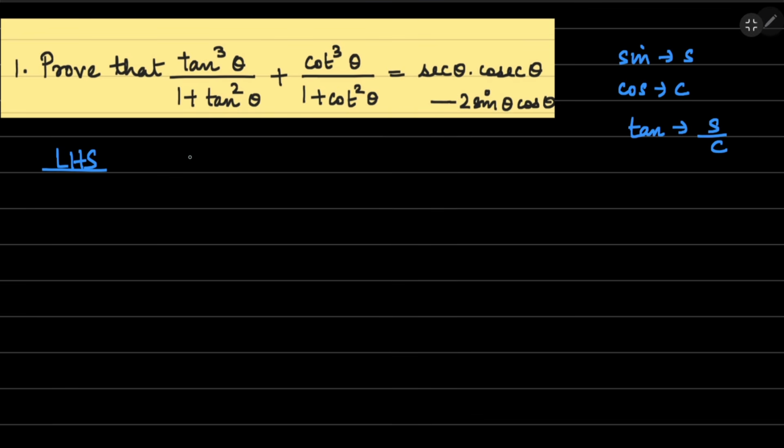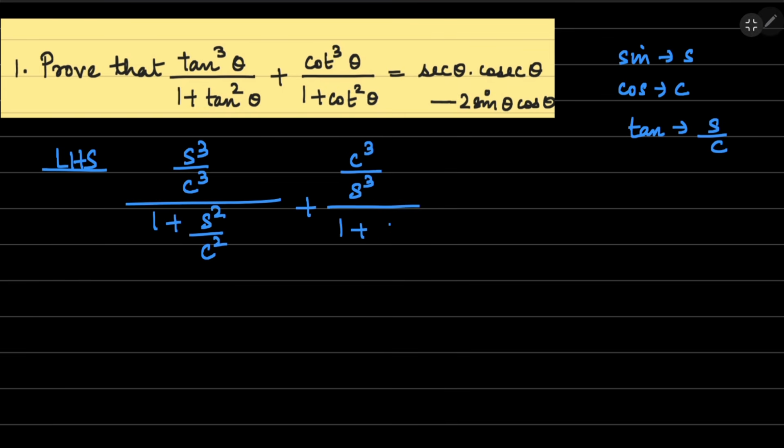So tan cube theta is nothing but sine cube by cos cube theta whole divided by 1 plus sine square by cos square theta, plus cot cube theta is nothing but cos cube by sine cube whole divided by 1 plus cos square by sine square.